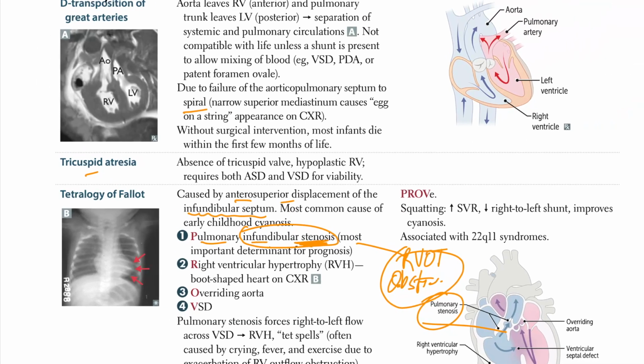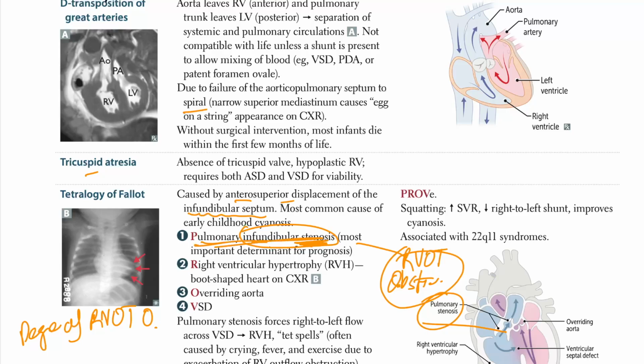And high yield, why is this high yield? Because, let's just say that here. The degree of right ventricular outflow tract obstruction is the major determinant of the severity of the symptoms. So RVOT obstruction, pulmonary infundibular stenosis there.